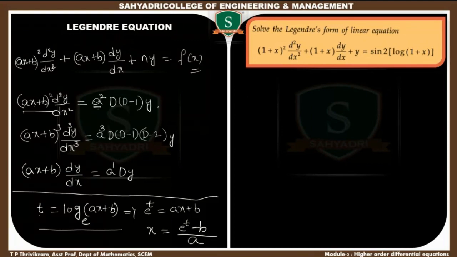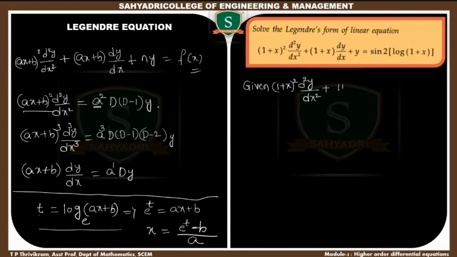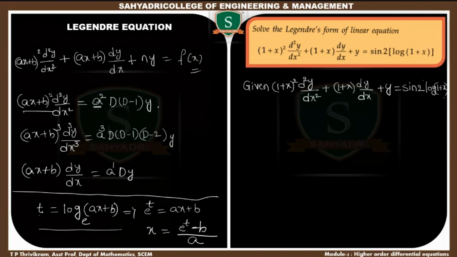So let us do one problem based on this so that you'll get an idea. Here the given equation I will write in this question. Given 1 plus x whole square d square y by dx square plus 1 plus x into dy by dx plus y is equal to sine of 2 into log of 1 plus x. Okay. So for this we need to find the solution.